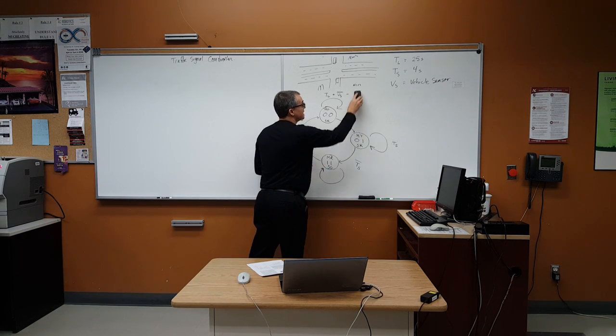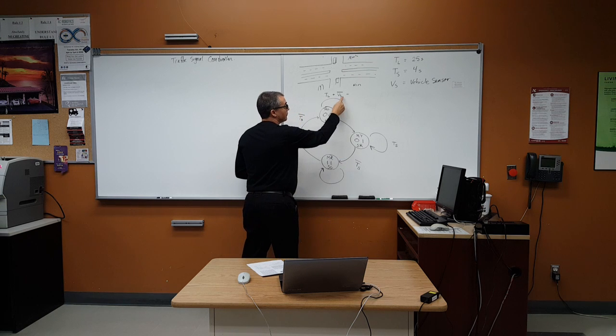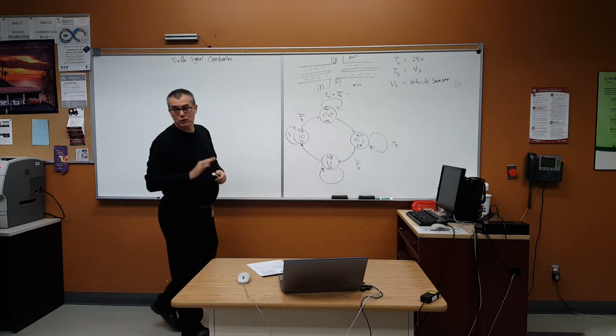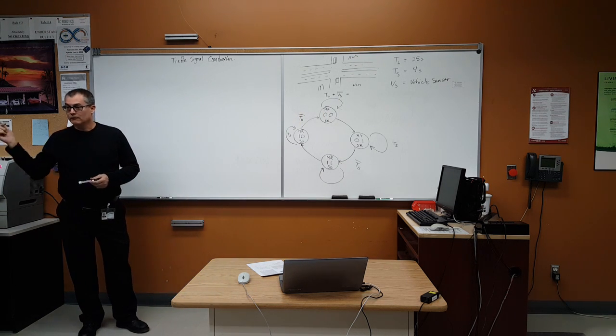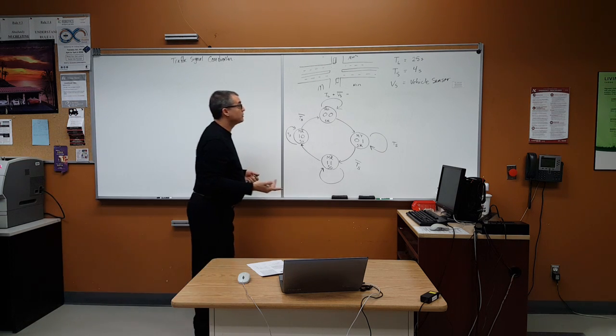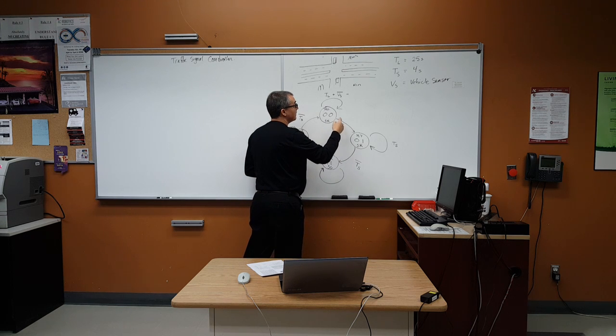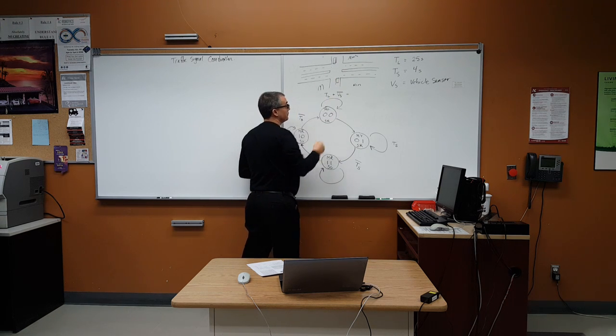So the first 25 seconds is guaranteed, and then after that, it's up to the vehicle sensor. So if there's no vehicle on the sensor for an hour, the light on baseline will stay green for an hour, right? The only way to change it is if a car rolls up on that sensor.